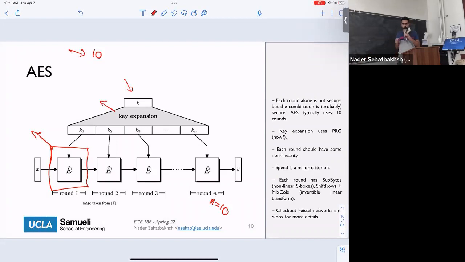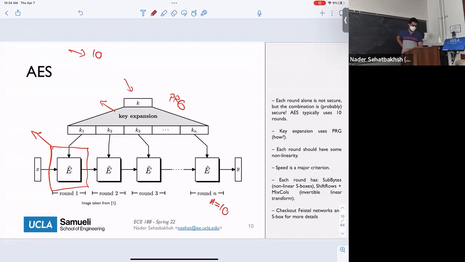If you have a key expansion, then don't you still have the problem that you have with the stream cipher, since it's the same thing when you're expanding? That's a great observation. The key expansion doesn't use a PRG. It uses another clever algorithm that I'm going to describe. But yes, that's a very good observation. Any other questions?